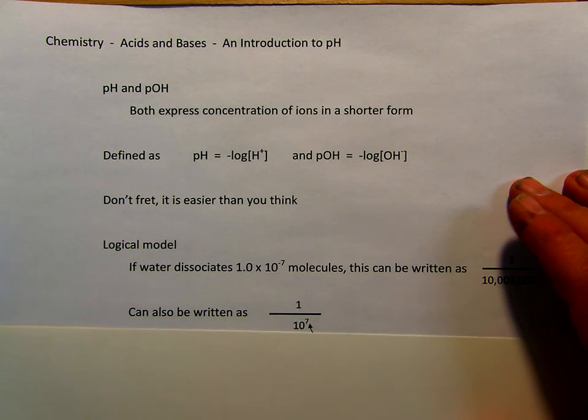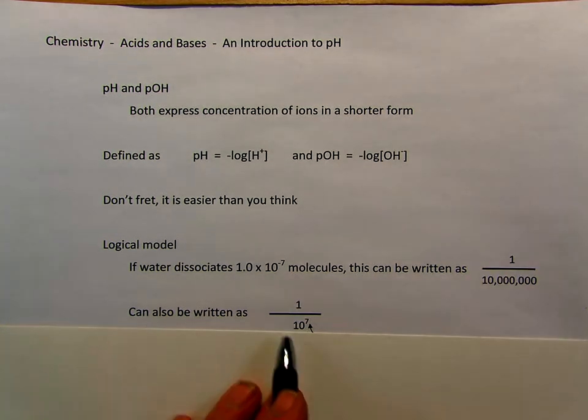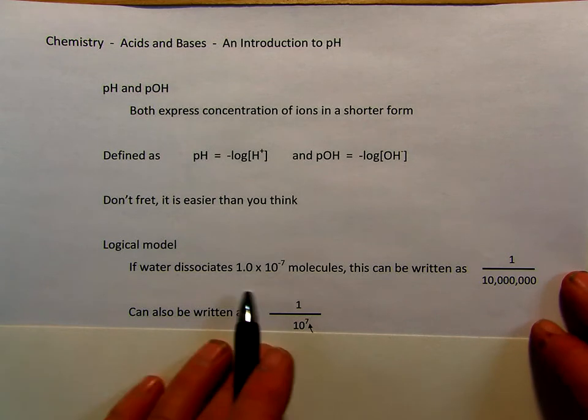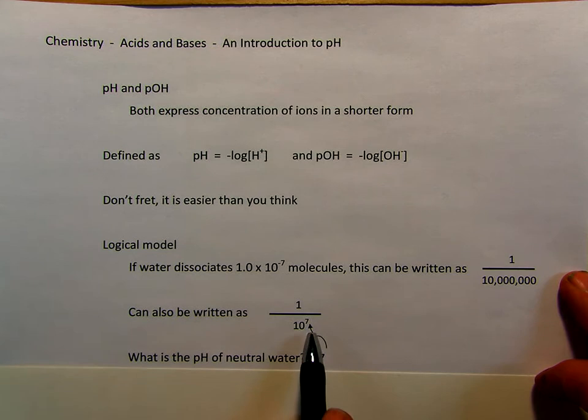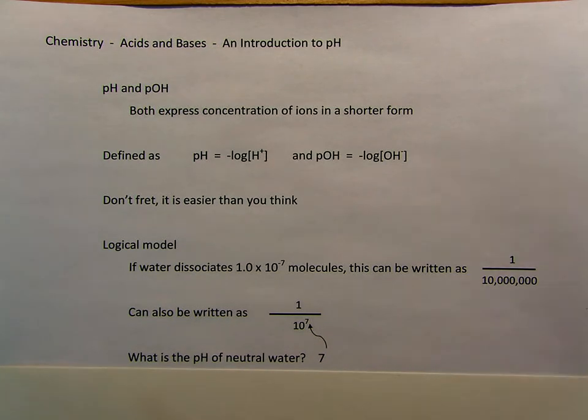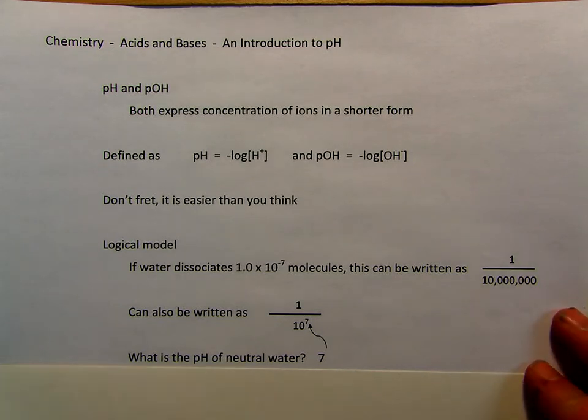But I can also write it this way, 1 over 10 to the 7. If water dissociates 1 times 10 to the negative 7, and I write it this way, the pH is the exponent in the denominator. And yes, it's that easy. Getting it is a little bit more difficult sometimes, we'll see, but that's what it means. 1 out of every 10 million.